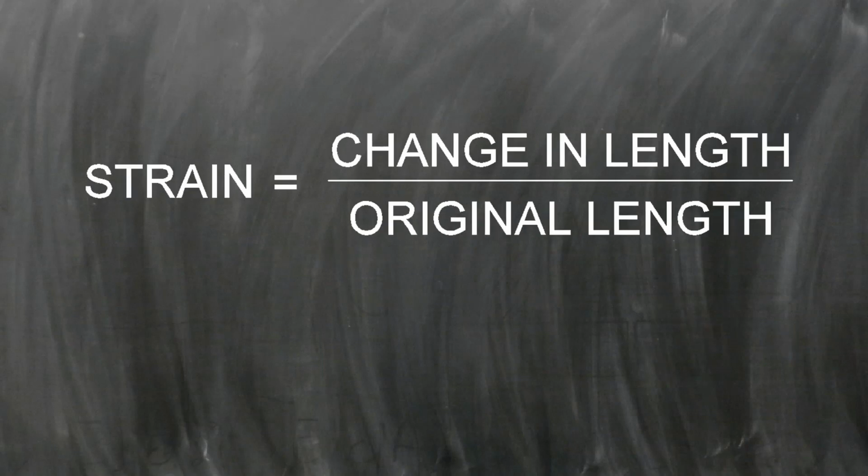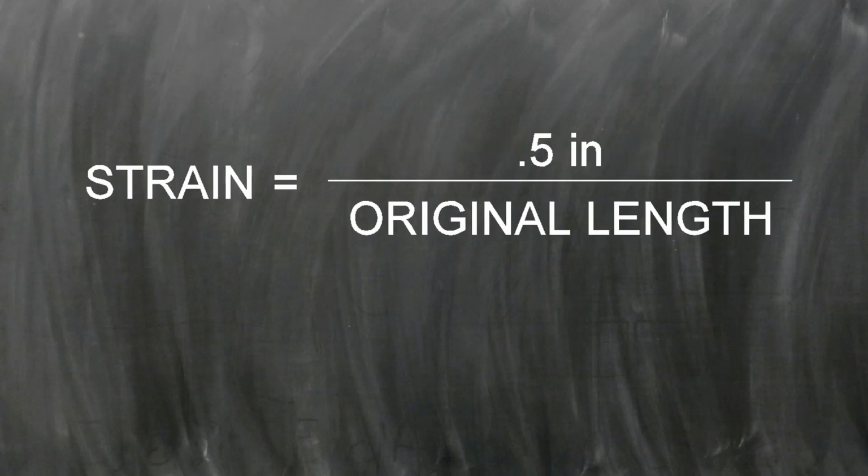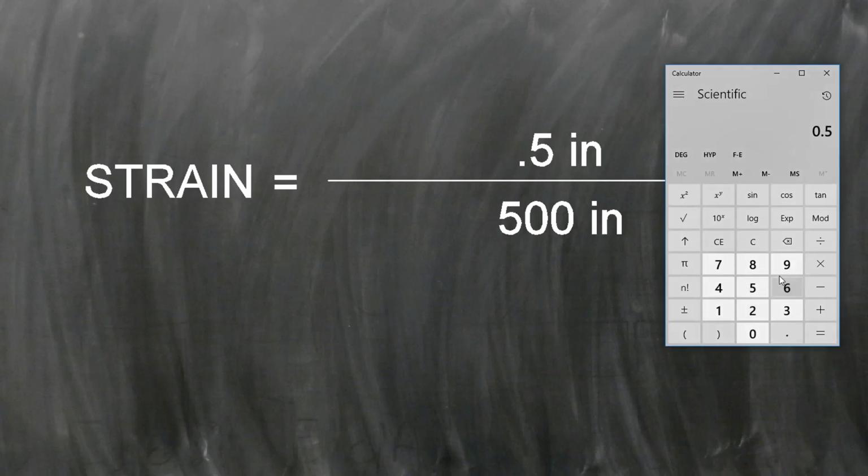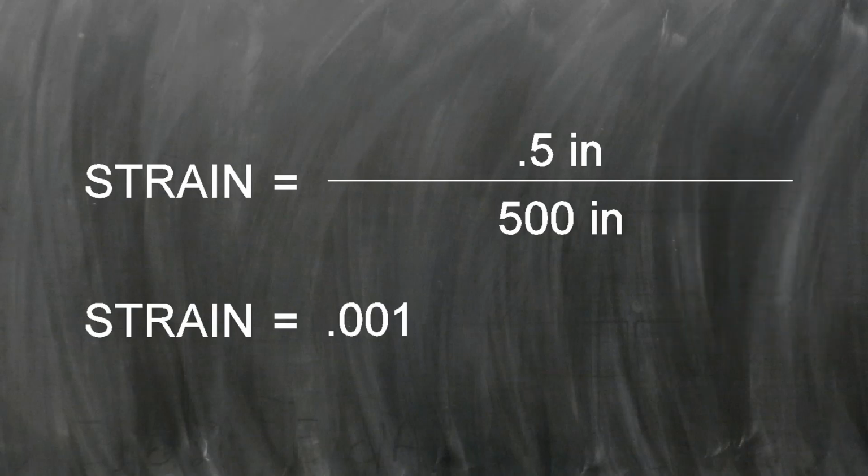The strain was about 0.5 inches divided by 500 inches. 0.5 divided by 500 is equal to 0.001. So the strain was 0.001. But what about the units?